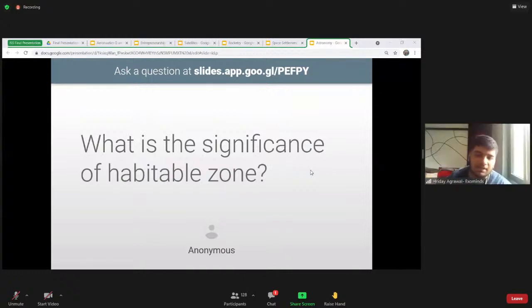Okay, I would like to answer this question. So, the significance of habitable zone. This is a very good question because, again, as we know what a habitable zone is, we should know how we define it first of all. So, how Team Exominds defines habitable zone for this project is that the liquid water is sustained there. And when liquid water can sustain there, there is a possibility of life because the most important factor for living is water. And that is why there is a lot of significance for the habitable zone.